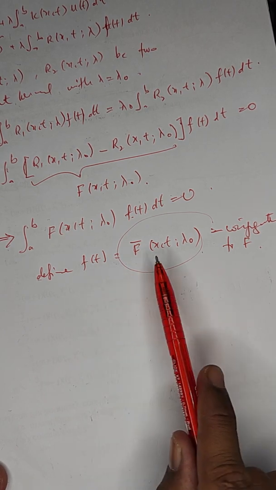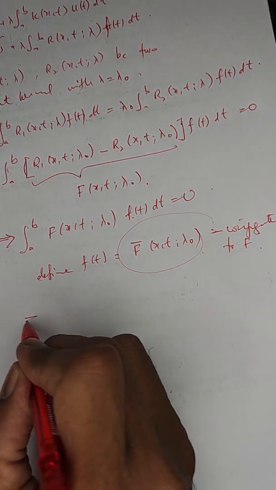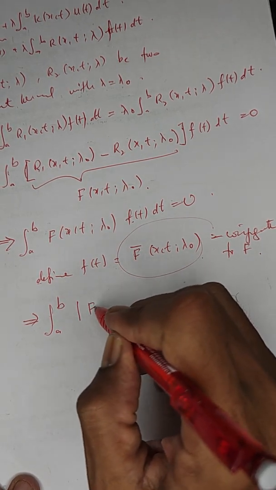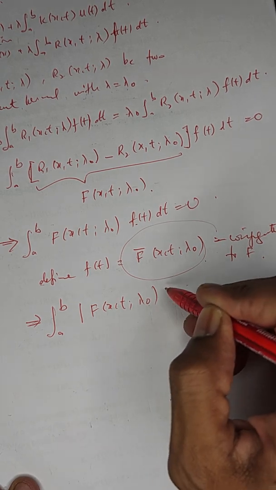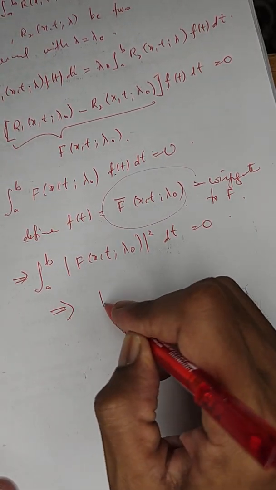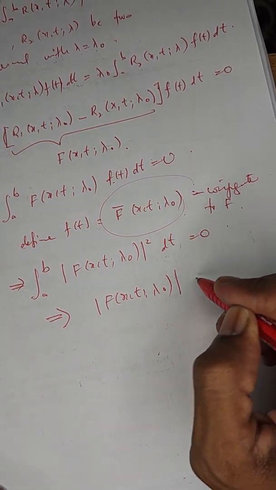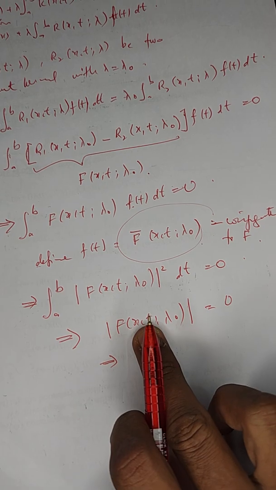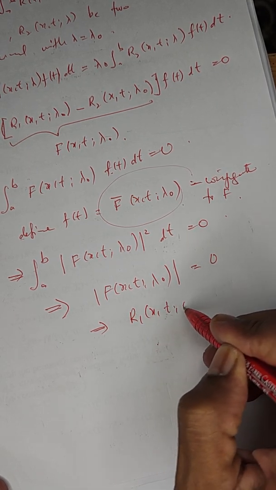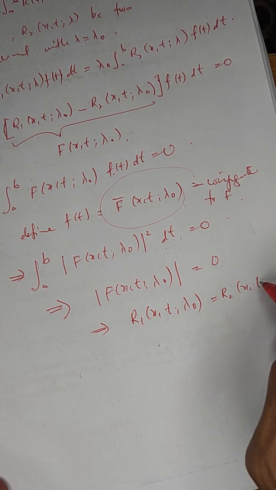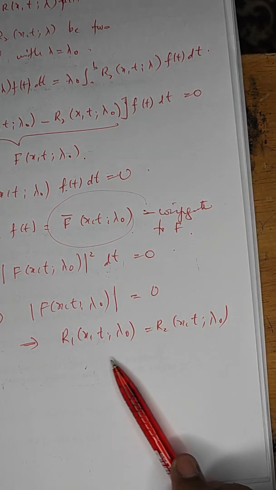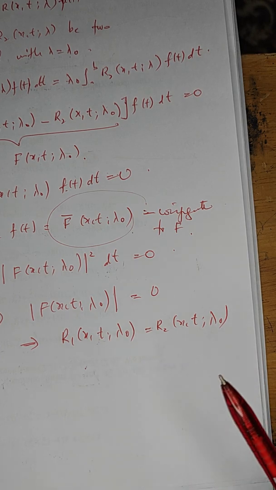So if we take f t as the conjugate of capital F, then we have the integral a to b of F times its conjugate, which gives F x t lambda naught squared dt, equal to 0. From this we have F x t lambda naught is 0, and since we defined F as R1 minus R2, that gives you R1 x t lambda naught equal to R2 x t lambda naught. So from here we have shown that the resolvent kernel is unique.